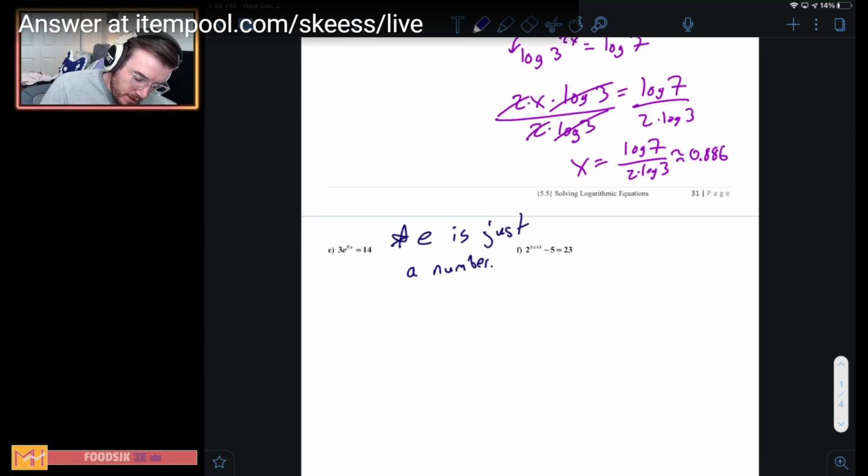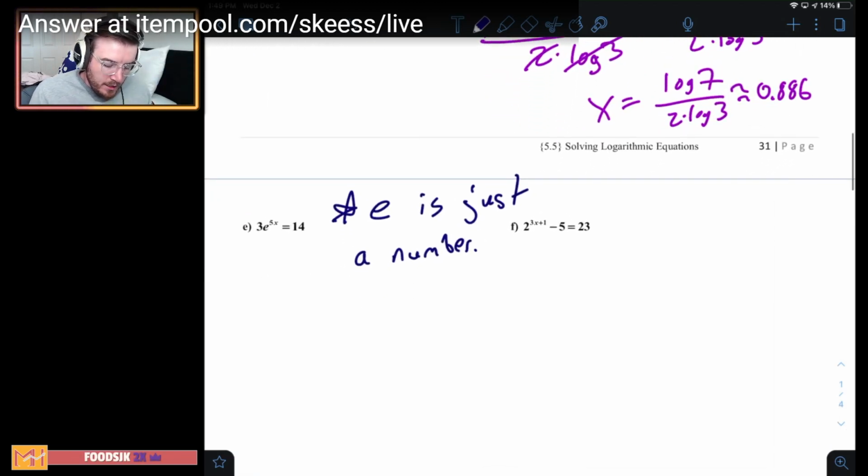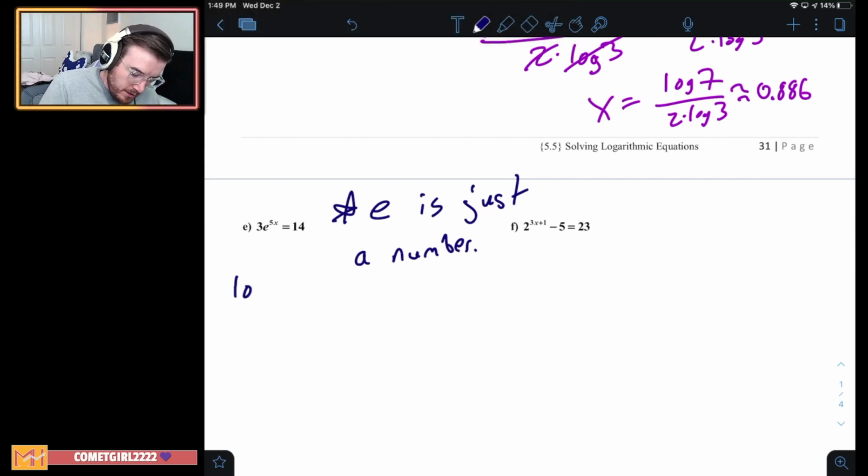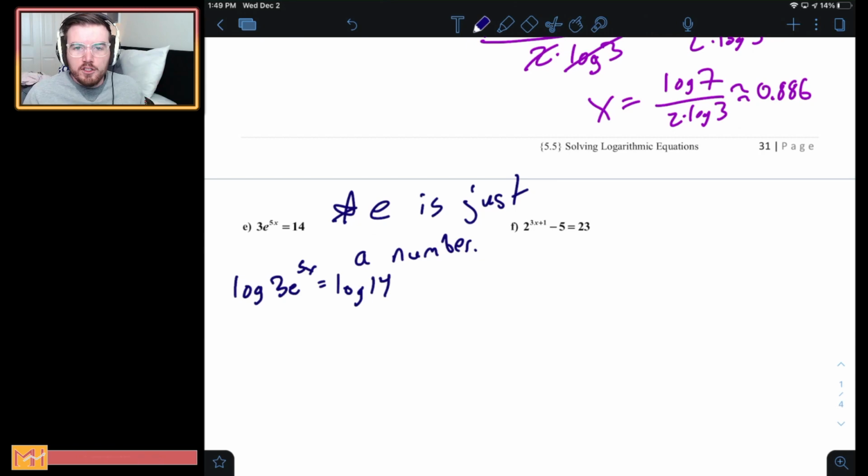So we have 3e to the 5x. Well, I have this exponent right here. How am I going to get x out of the exponent? Just jump straight into it. Log of 3e to the 5x equals log of 14. I took the log of each side. That allows me to bring down the 5x.